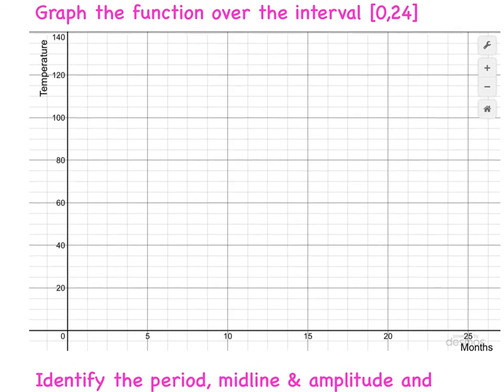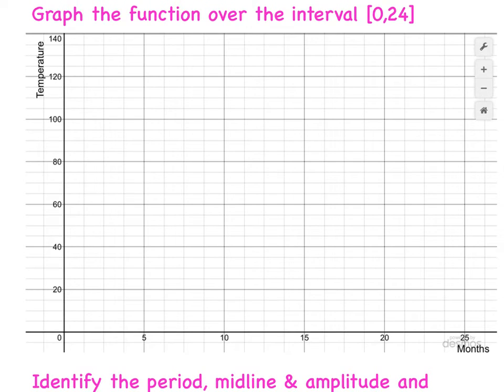So let's see what we got cooking here. I've got an axis, and I've already got it set up. They said the domain they want is 0 to 24, so we basically want to show a 2-year snapshot. Let's start with the midline, and we know the midline is right here at 80. Don't be afraid to make that note off to the side of your notebook. Start with the midline. That's always a great place to start.